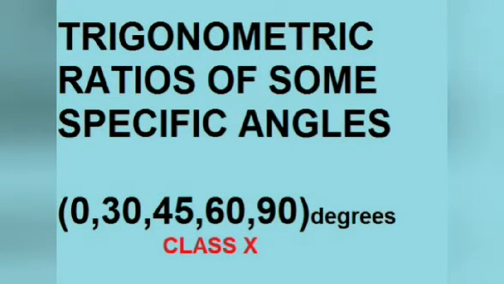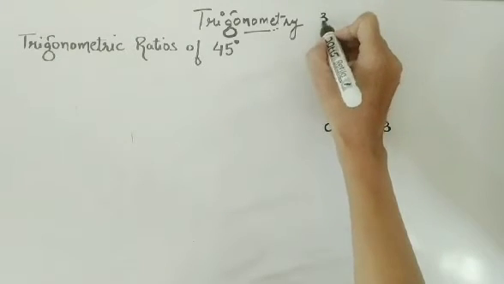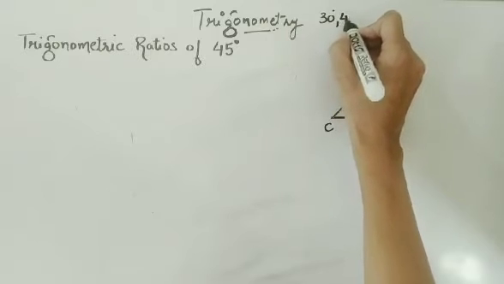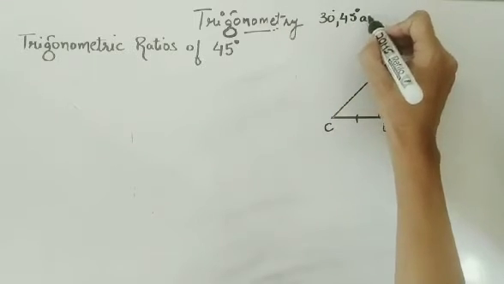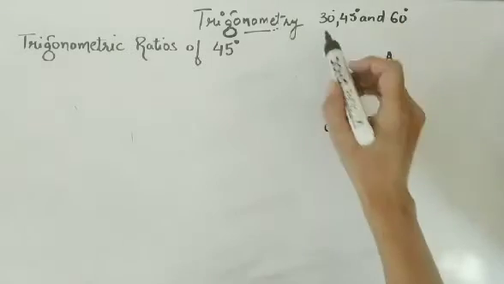Hello everyone. In this video we would be studying trigonometric ratios of some specific angles. We would be deriving those values. Dear students, in class 10 we would also be studying trigonometric ratios of some specific angles. We have it for 30 degree, 45 and 60. 0 and 90 is not in course now.